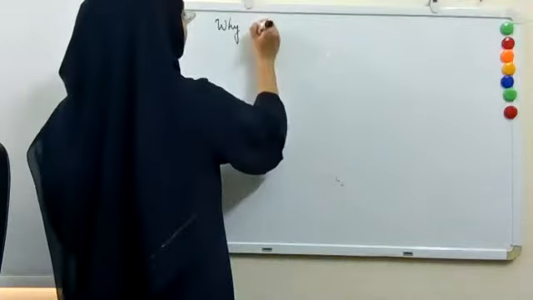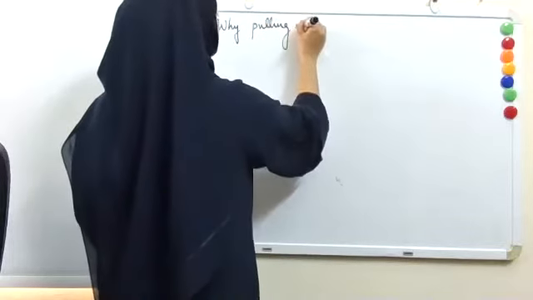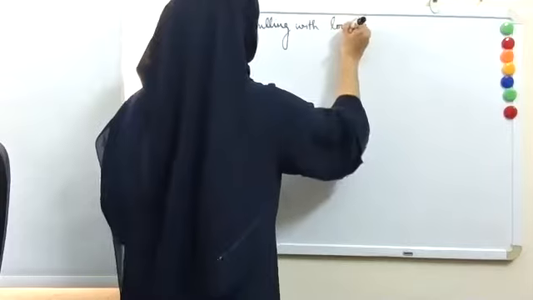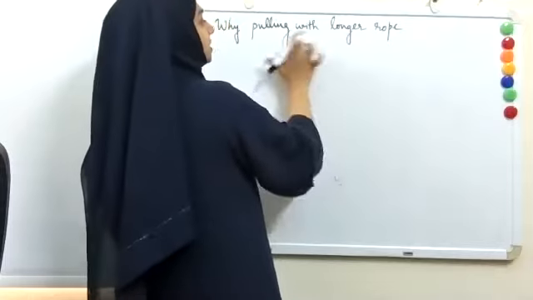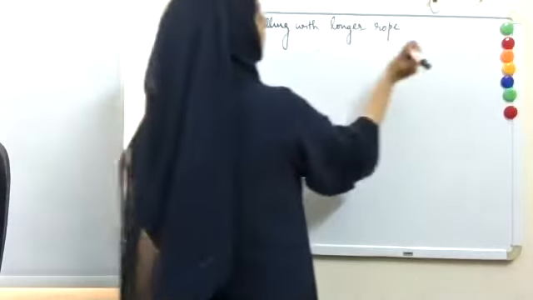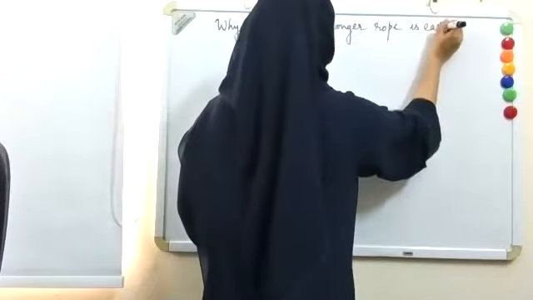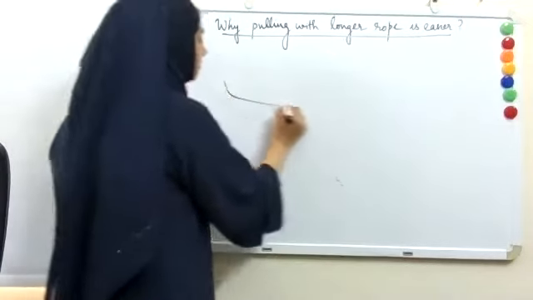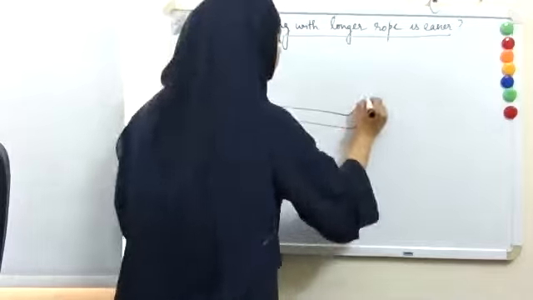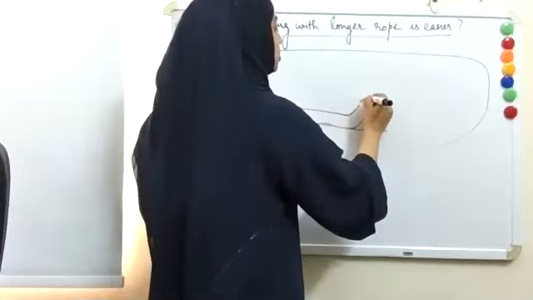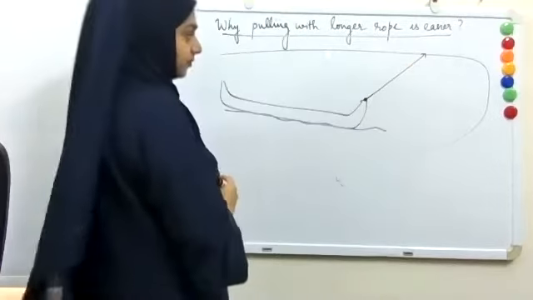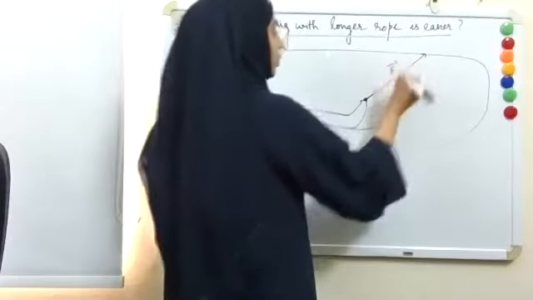While pulling with a longer rope, or I'm going to take the case of a boat first. That's why I'm using a longer rope. Why is pulling with a longer rope easier than using a shorter one? Let me take the case of a boat which is in water. You have a boat in water and this is the shore. Someone is trying to pull that to the shore. So this is the direction in which force is applied.